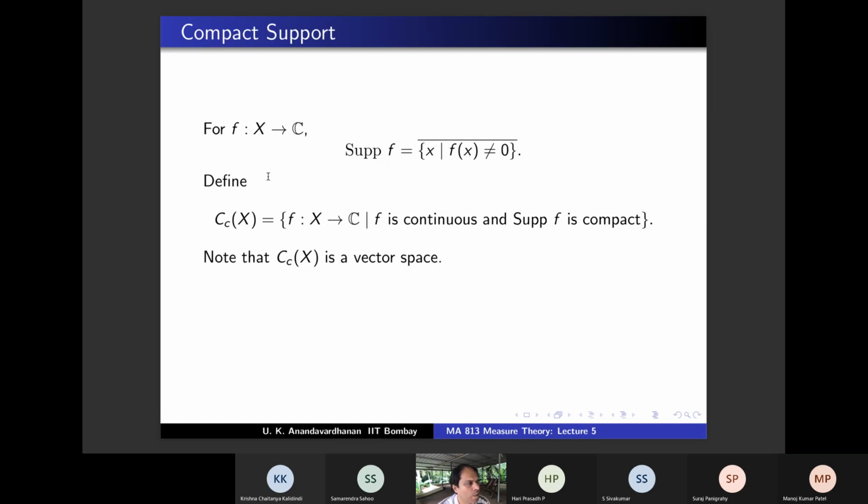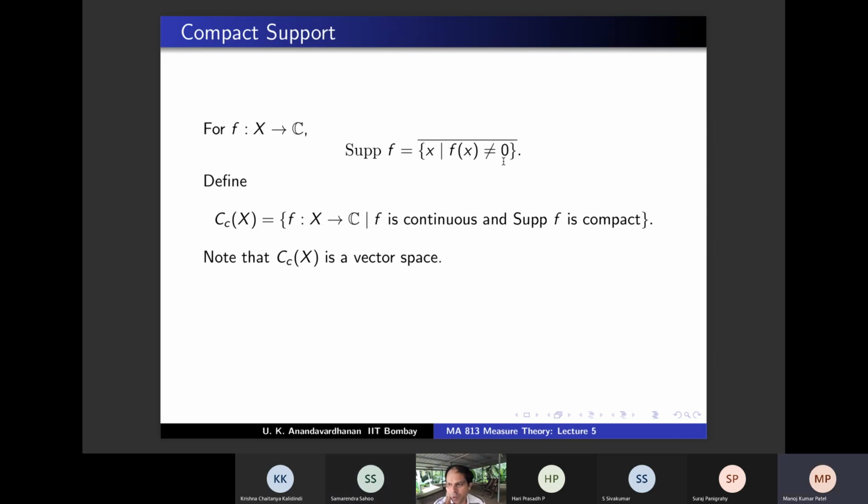How is the support of f plus g related to the support of f and the support of g? Forget the bar. Suppose you know that f(x) plus g(x) is non-zero. How do you relate it with f(x) non-zero and g(x) non-zero? The set of all x where f(x) plus g(x) is non-zero is a subset of the union of those two sets, right?